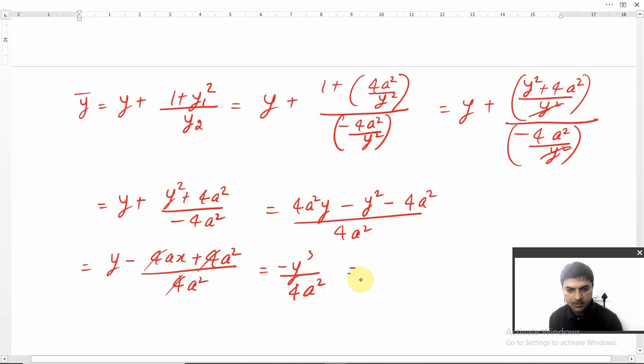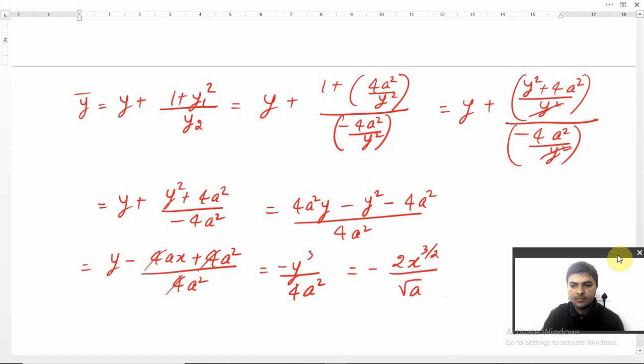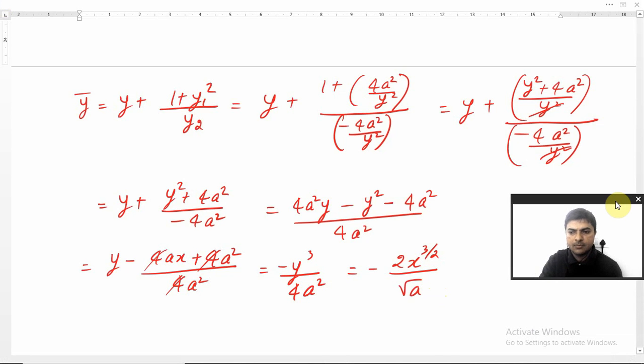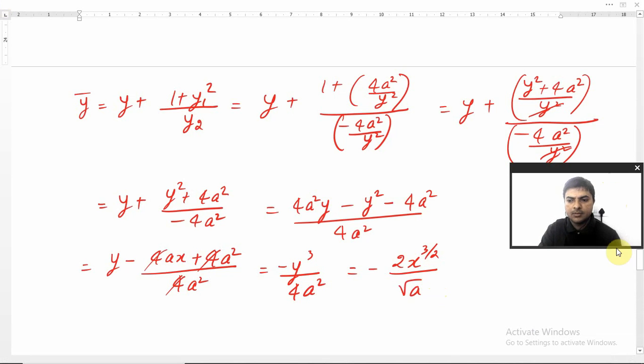So therefore this will be equal to y, and we already know the value of y. So I will take this as minus 2x raised to 3 by 2 divided by root a. If you simplify, you will get this value. Simplify this, friends, and substitute x and y.